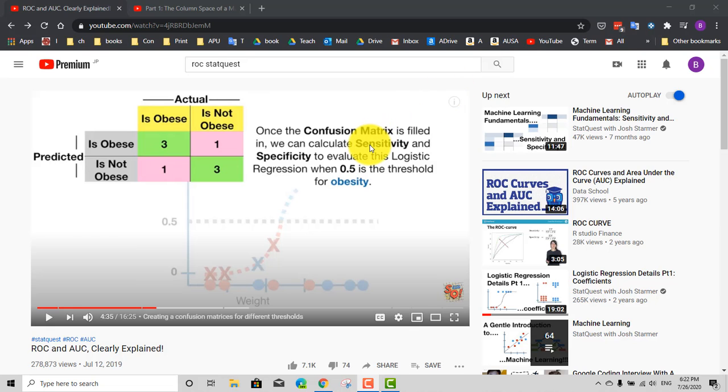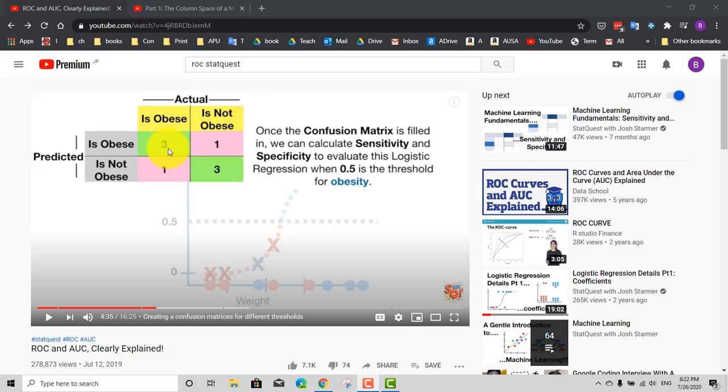And if you remember what sensitivity means, it's going to take the number here divided by the total number here. If you don't remember, anyway, that's what it's going to do. It's going to take this number divided by the total. That's what sensitivity is. It's working in this column, and it's saying take this number divided by the total.